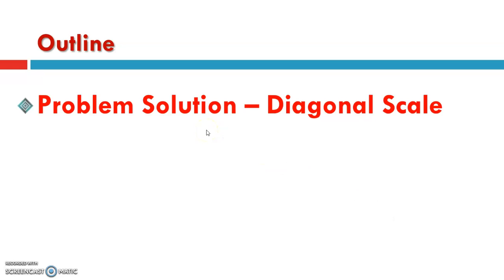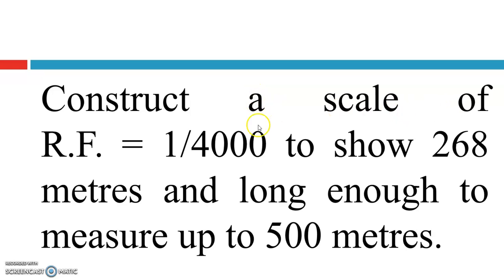In today's session, we are going to solve the numerical on diagonal scale. Construct a scale of RF 1 by 4000 to show 268 meters and long enough to measure up to 500 meters. So here in the numerical, they have given us the value of RF directly, so we are not required to calculate the value of RF. That is, RF is equal to 1 by 4000. And what is the maximum dimension they have given? Yes, the maximum dimension they have given is 500 meters.